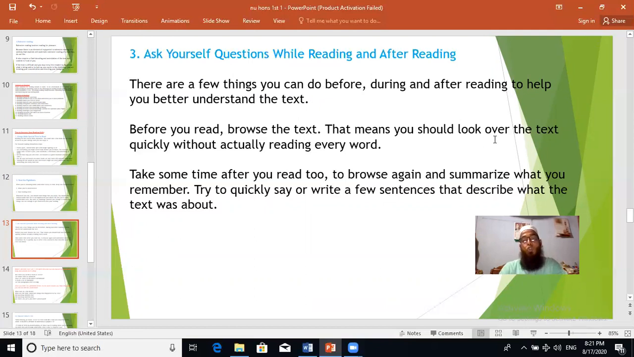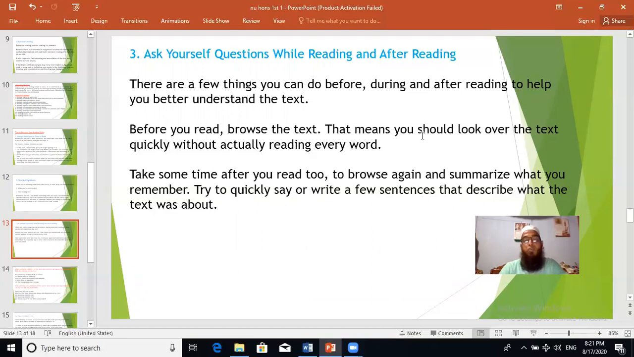That means you should look over the text quickly without actually reading every word. Take some time after you read too to browse again and summarize what you remember. Try to quickly say or write a few sentences that describe what the text was about. Have you got it? So when you are reading, you have to think.